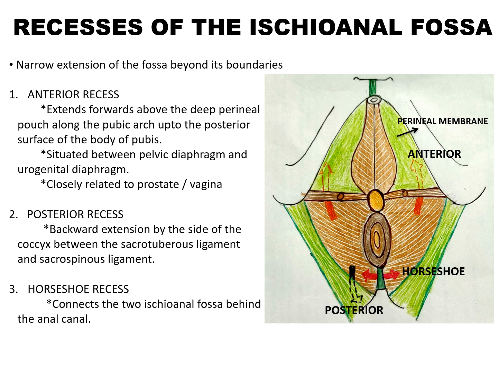Then the posterior recess. The posterior recess in this diagram is marked by a backward arrow mark, the black color arrow mark. The posterior recess is the backward extension by the side of the coccyx between the sacrotuberous ligament and the sacrospinous ligament. The last one is the horseshoe recess. This recess connects the two ischioanal fossae behind the anal canal. It is marked by the red color arrow mark behind the anal canal. If you correctly use the anatomical terms, the posterior recess is called the posterolateral recess, and the horseshoe recess is called the posterior recess.